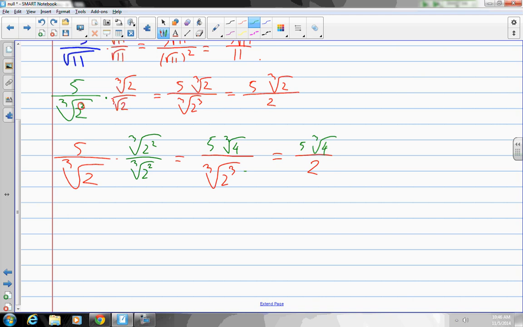So again, you want those powers to match. So if I have 7th root of 2 cubed, you have to bring 7th root of 2 to the 4th, so they match the powers. Okay? So this is really weird.